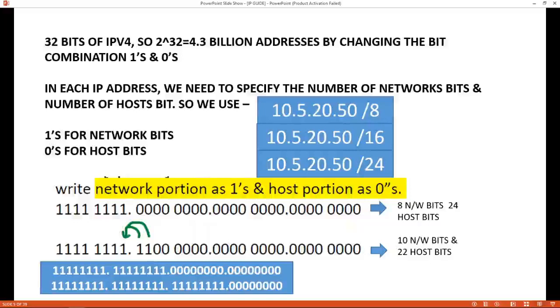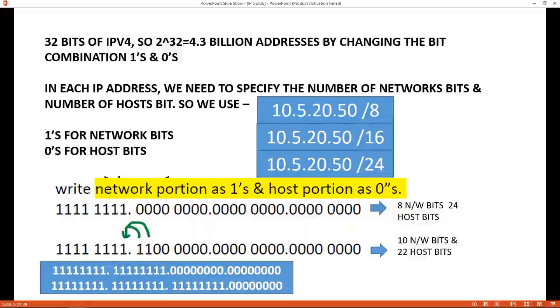Likewise, if I change anything on the 20 or 50, which means the host portion, still I will be remaining in the 10.5 network. So there won't be any issue. I can still communicate with the 10.5 PCs. For example, let's say 10.5.20.50 and 10.5.80.45. Both IP addresses can communicate without any router. You can simply connect to a switch and they can communicate, because they both are remaining under same network, which means the /16 10.5 network.